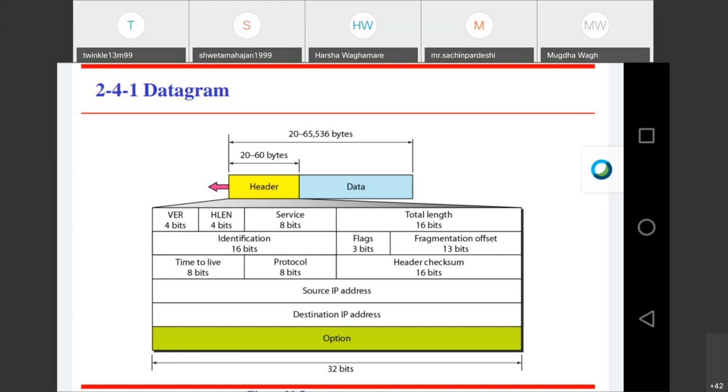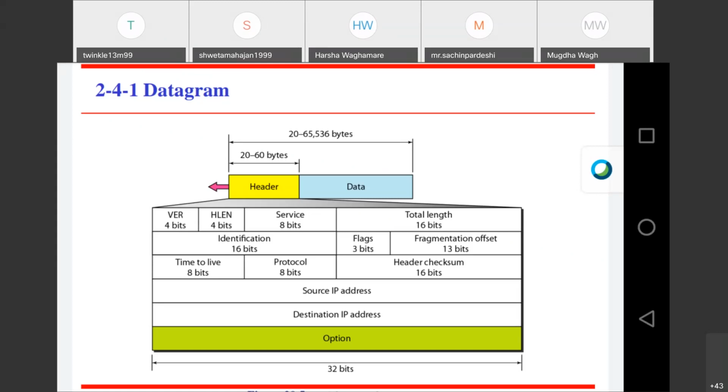Here you will see the information, like version, VER for the version. So 4 bits define the version. Like we have seen two versions, IPv4 and IPv6. So this first field tells the router, the destination host, computer or node, whether the received datagram is an IPv4 datagram or an IPv6 datagram.